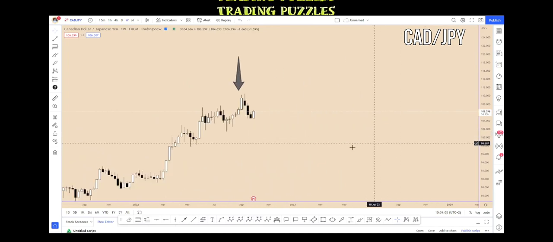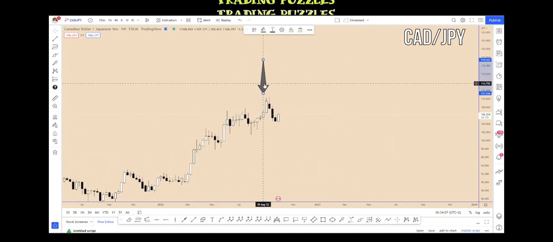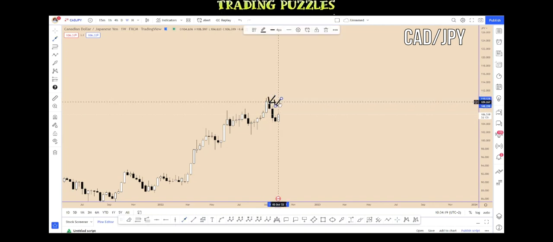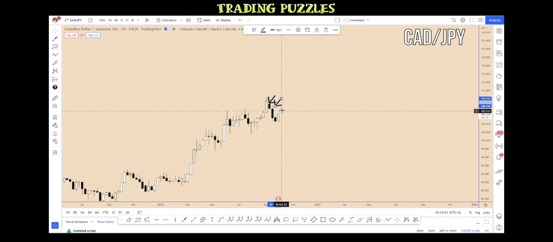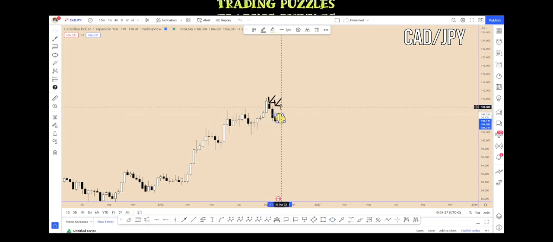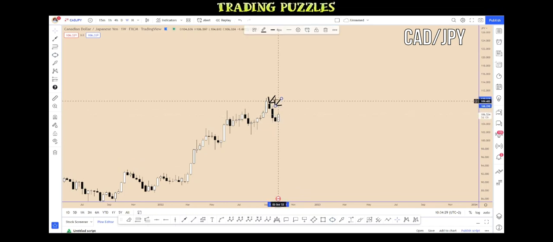On the weekly chart, we can see that price already created for 2 consecutive weeks these bearish candles. Look at the bearish candles that we have. One bearish, two bearish. The last one is very small, but we have this candle here where the price is breaking out above the previous week high.